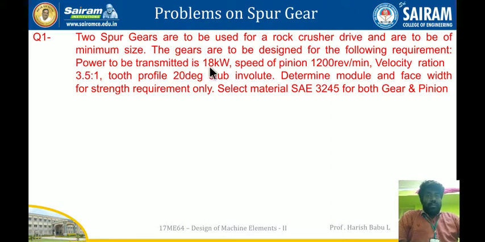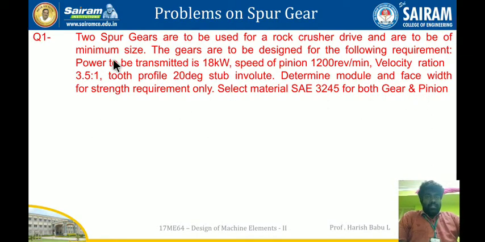The power to be transmitted is 18 kilowatts. The speed of the pinion will be 1200 revolutions per minute. The velocity ratio is 3.5:1. The tooth profile is 20° stub involute. Determine the module and face width for a strength requirement only. Select the material SAE 3245 for both the gear and pinion.